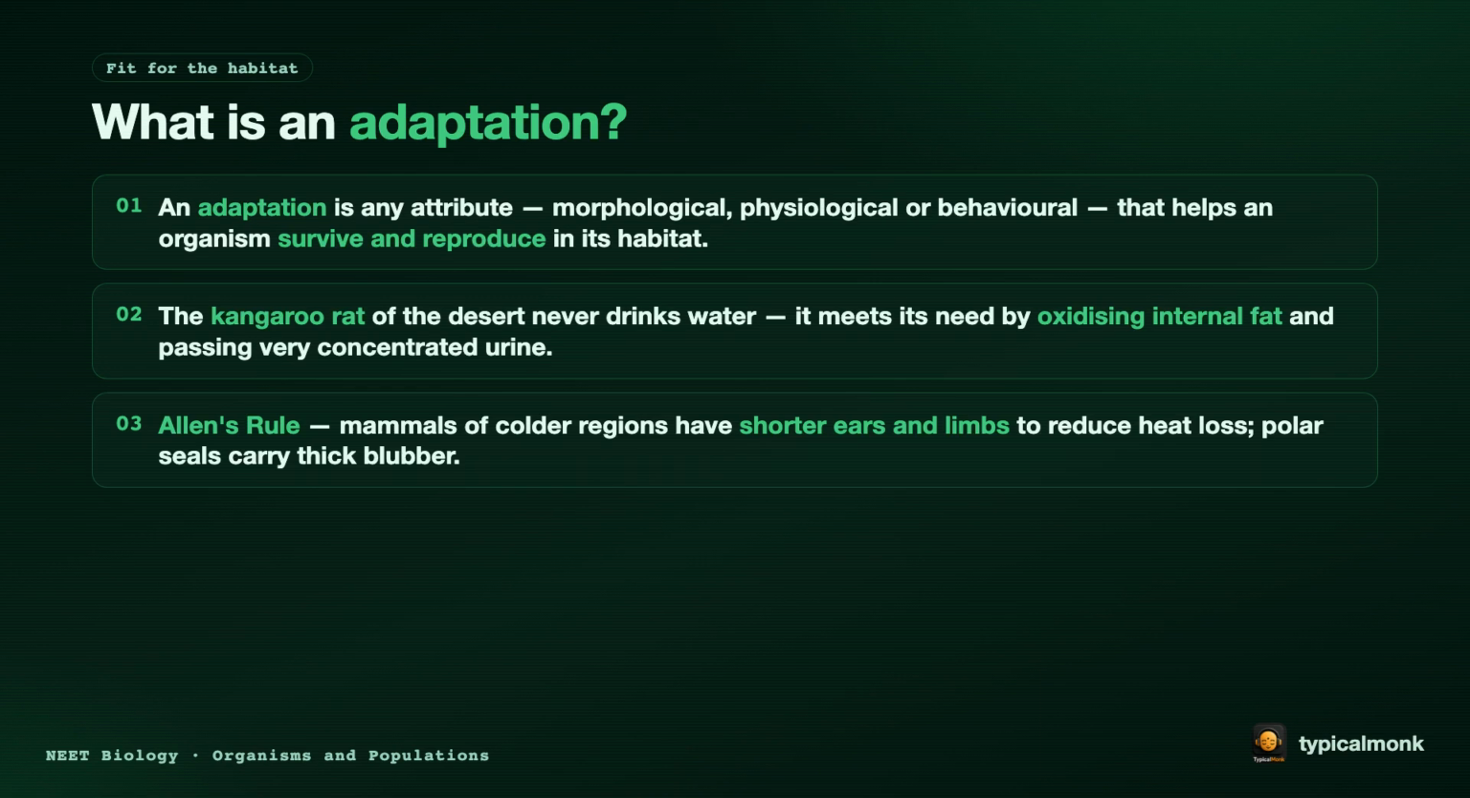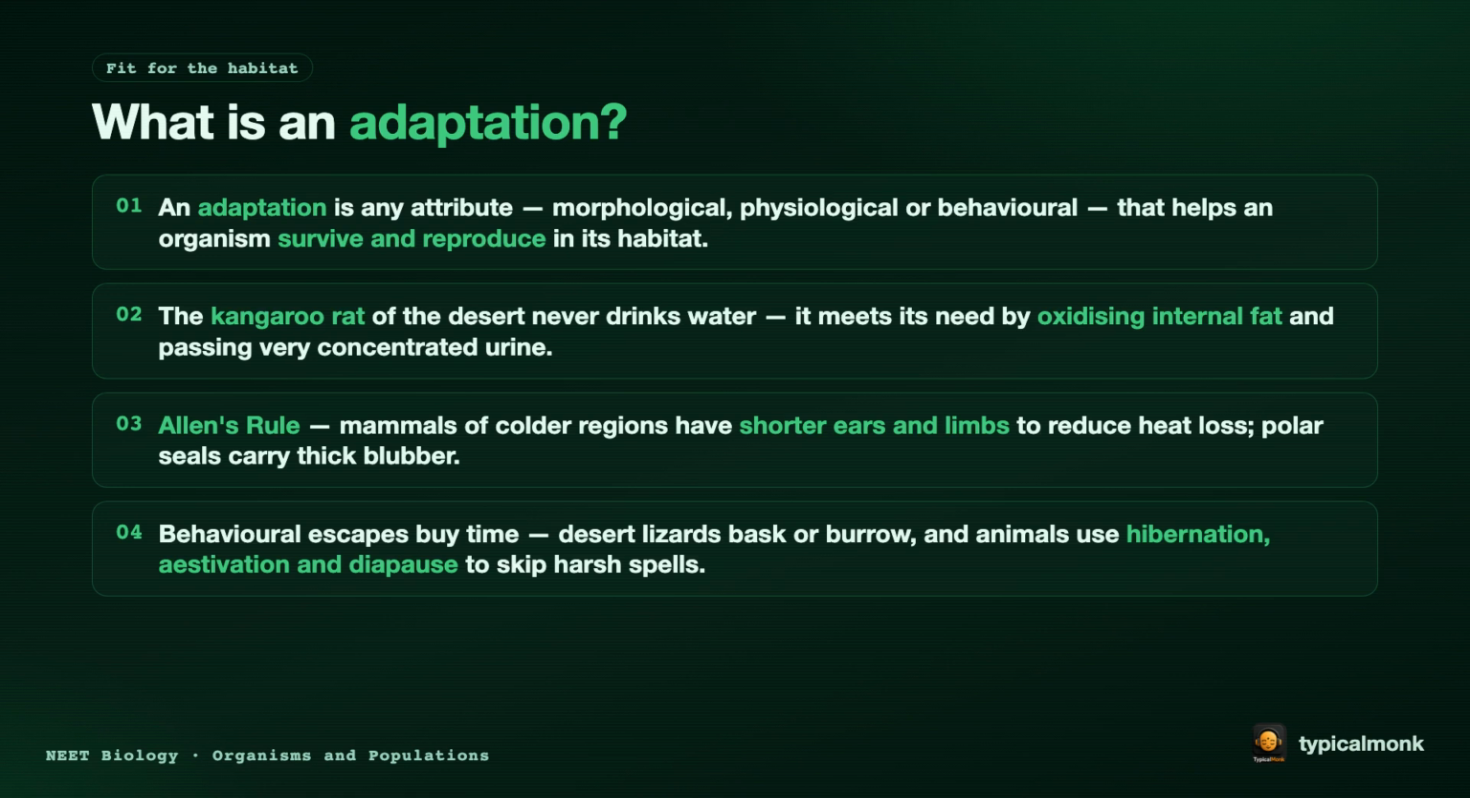Allen's rule says mammals of colder regions have shorter ears and limbs so that less heat is lost, and polar seals carry a thick layer of blubber. Behavior also buys protection. The desert lizard basks in the sun or burrows, and organisms use hibernation, estivation, and diapause to skip a harsh spell.